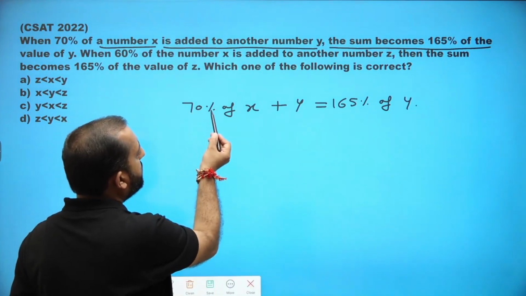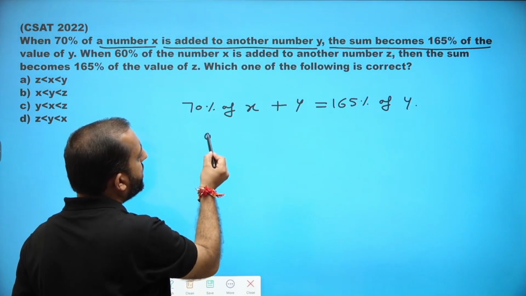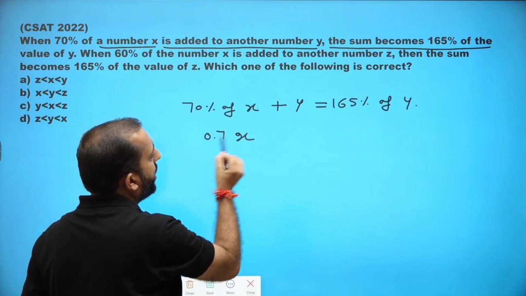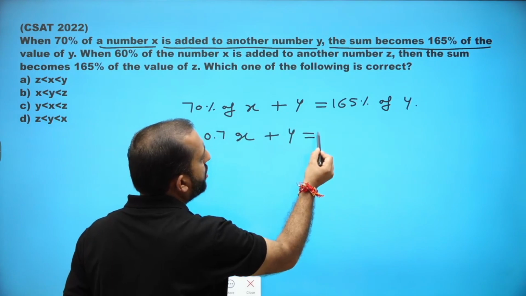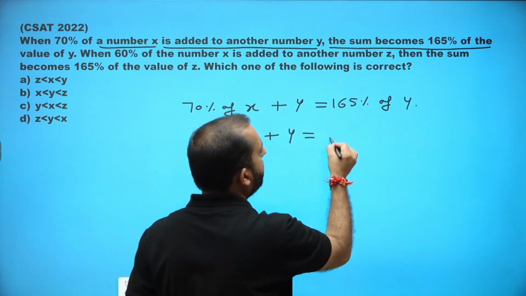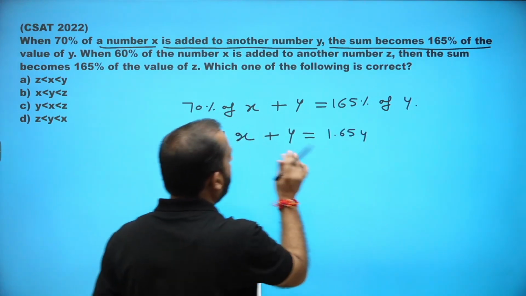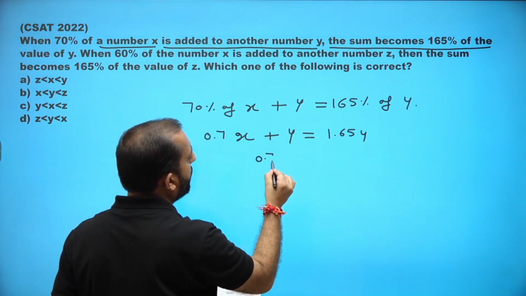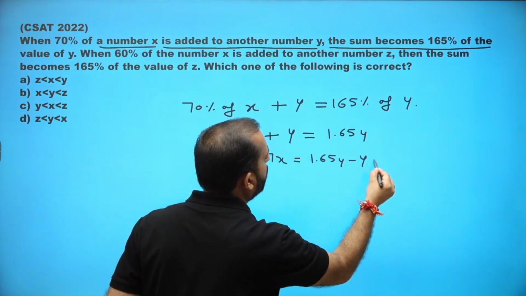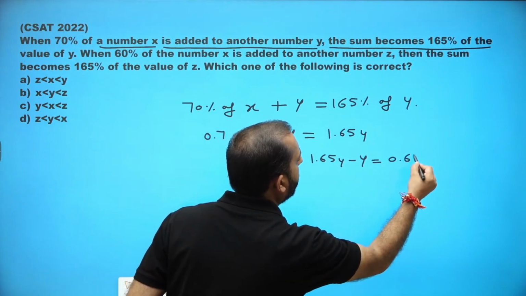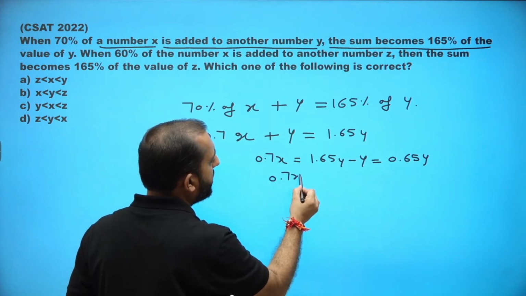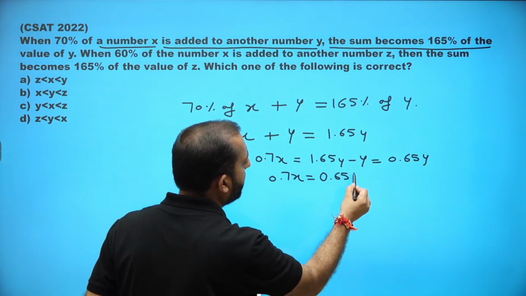So 70% becomes 70 by 100, which is 0.7 of x, meaning 0.7x plus y comes out to be equal to 165 upon 100, meaning 1.65y. Now if I solve this further, it becomes 0.7x equals 1.65y minus y, which equals 0.65y. Now from here, 0.7x is equal to 0.65y.